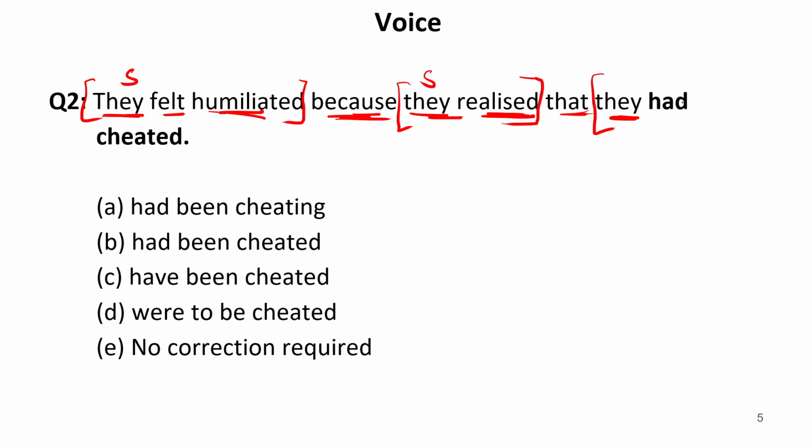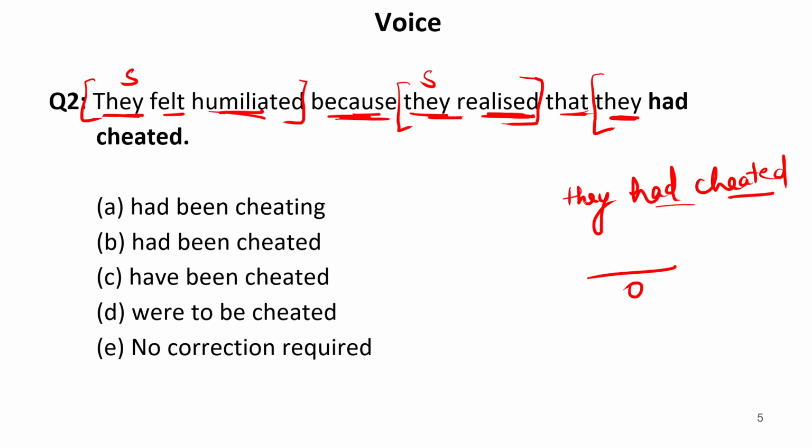Now what have they realized? They had cheated. Now if I write "they had cheated", look at this part of the sentence. It means they had cheated with someone. Now with whom? Here we need an object. With whom they cheated. So they had cheated. Whom? So we need an object. But there is no object at all.